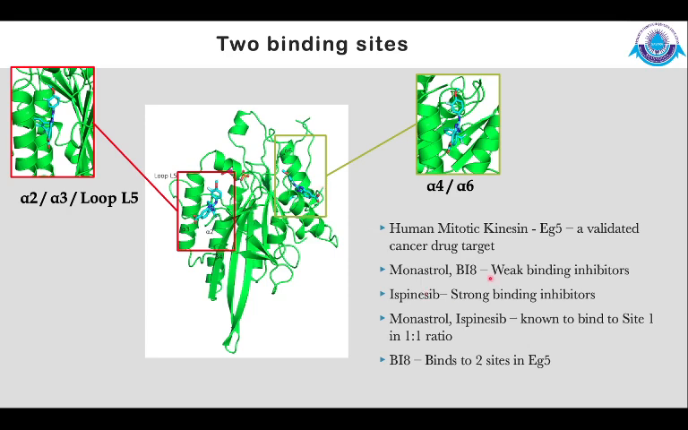BI8 is an inhibitor that was reported in this article, and it is obviously weak binding, and it binds to two sites. Monastrol is also weak binding, while ispinesib is a strong binding inhibitor and is one of the clinical drug candidates. It is proven that monastrol and ispinesib bind to site 1 in a 1:1 ratio, and BI8 binds to both sites. We would like to study that further.